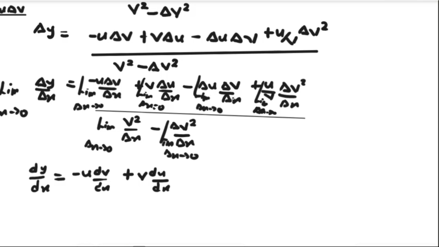Now, everything here has been divided by delta x, so they will all give you an undefined answer. So everything here is being divided by this v squared, which is a constant, so we can factorize it out.